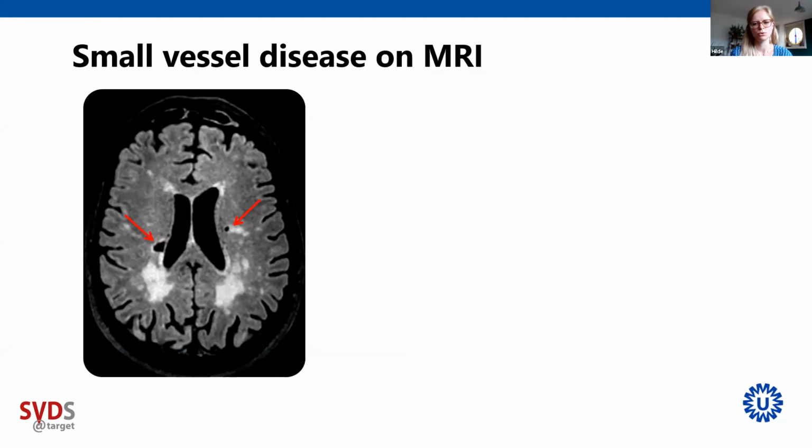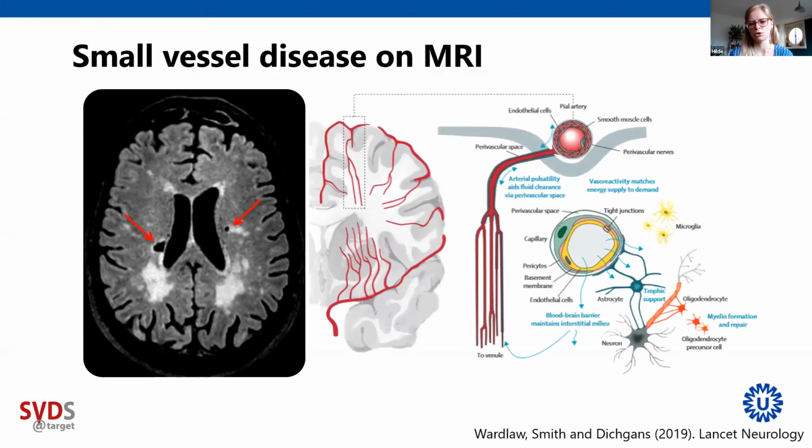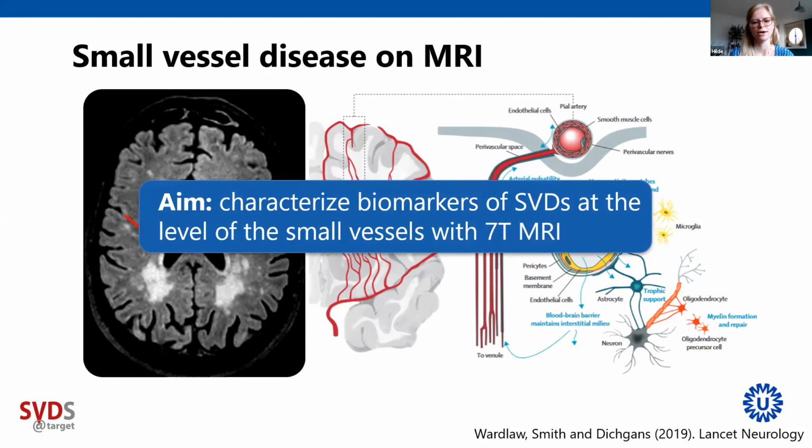And we believe that in order to understand small vessel disease better, we should really try to study small vessel disease at the level where it occurs. Obviously, it has been very difficult to do so in vivo, given the small size of small vessels and the limitations that we have with MRI. But my aim for this talk is to show you how we are currently trying to characterize biomarkers of small vessel disease at the level of the small vessels themselves with the use of 7 Tesla MRI.